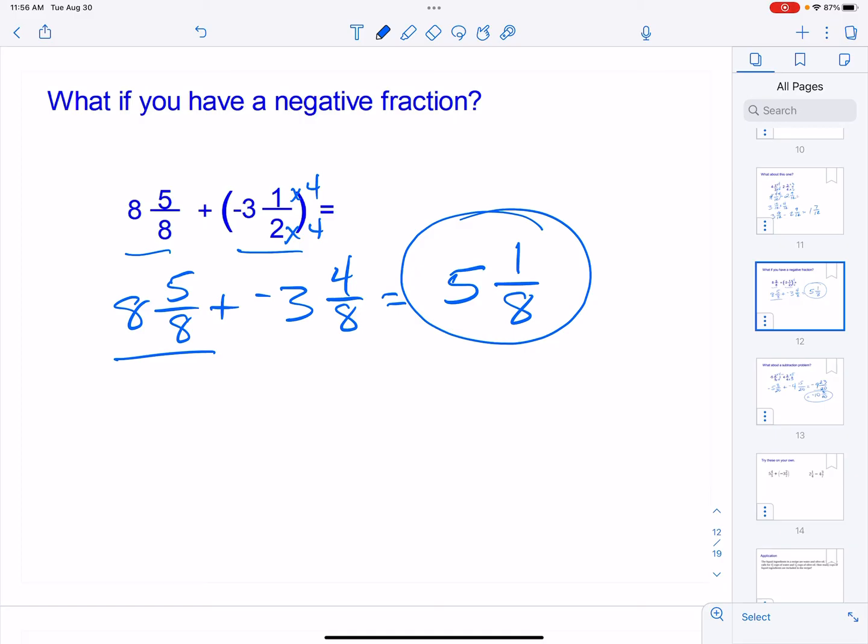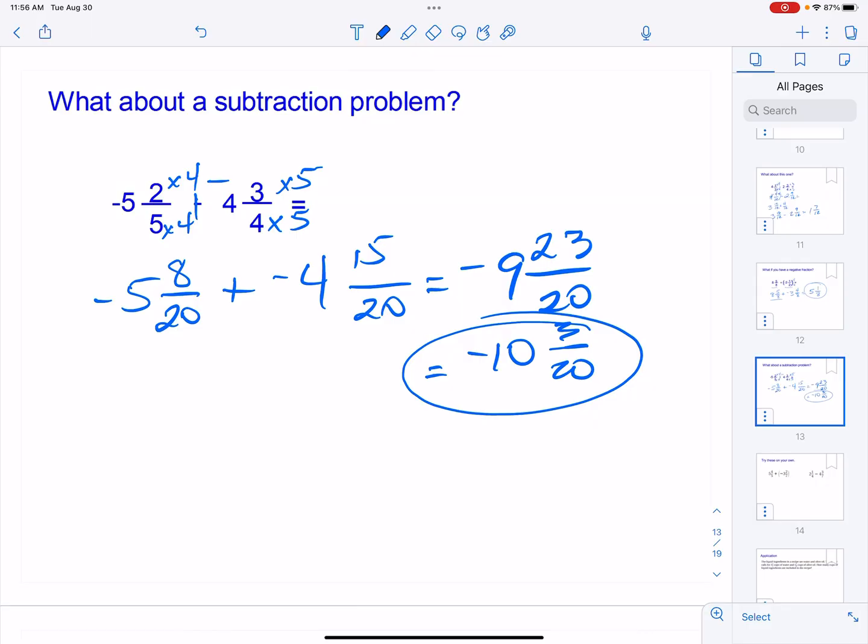Okay, so if my signs are different, I still got to subtract. If my signs are alike, I got to add them and keep the sign of the problem. Okay, so that's what you're going to be doing on your assignment as well.